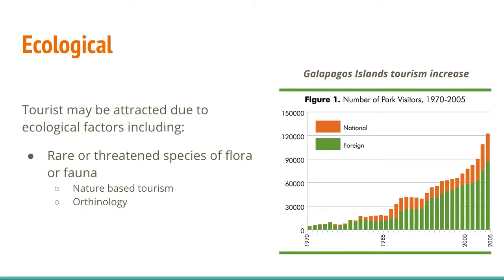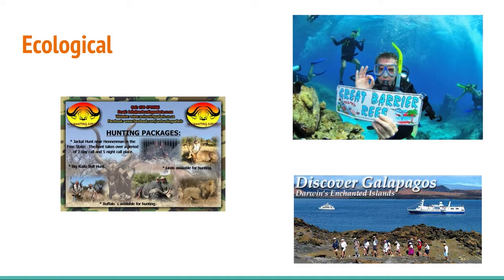Okay, the next, ecological. This factor influences tourism because people might be visiting a place because of its natural features, whether it's nature-based tourism, or they might be interested in bird visits, etc. So the Galapagos has seen an increase in tourism. The Galapagos is very much known for its natural history. Charles Darwin had a relationship with the Galapagos Islands and made that location famous.